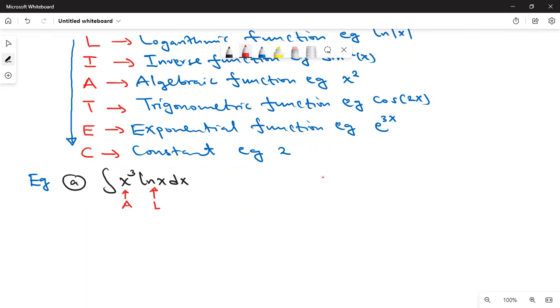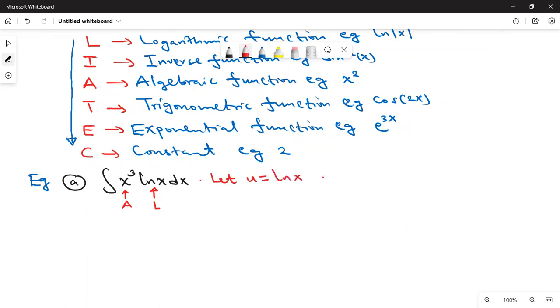So look at our rule, LIATE. Between L and A, which one do you encounter first? When you move from L towards E, you encounter L first, then A follows. So here, you're going to say let our u be the L. That L is ln x.